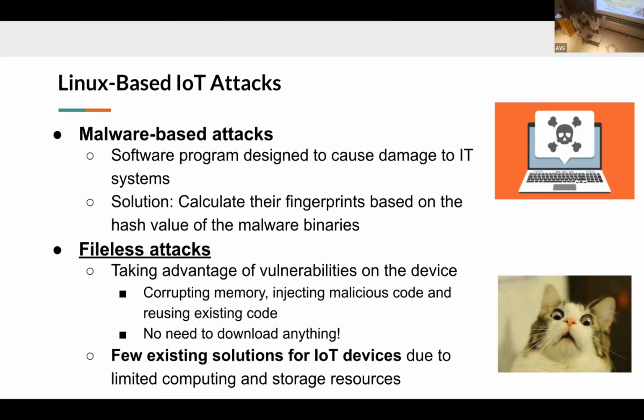And the second one is fileless attacks. Different from malware, fileless attacks will not leave any trace on the hard drive. So they can take advantage of the weakness of the system, and the fileless attacks can bypass the existing security system and write the malicious code into the memory. So they don't need to download anything to attack the system. Unfortunately, there are few existing solutions for IoT devices because of the limited computing and storage resources.